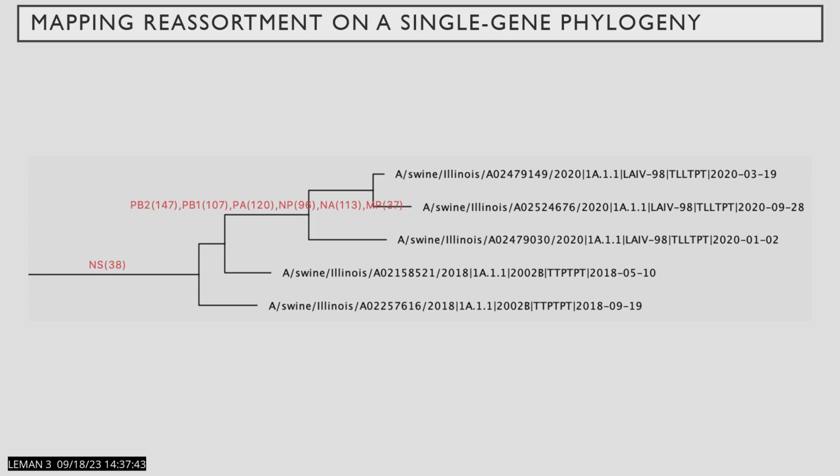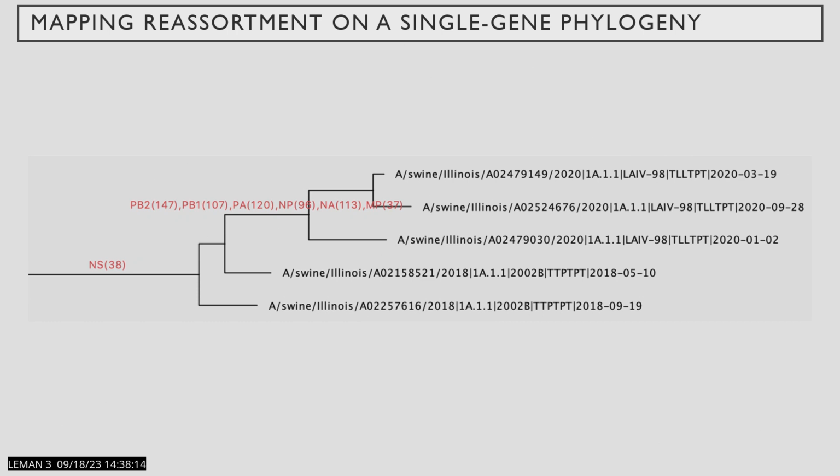Here you can see reassortment events mapped on top of this phylogeny. Basically you read this as the hemagglutinin evolves from left to right, and then at some point over here, a new NS gene gets swapped in, and we'll also tell you that this new NS gene was at least 38 nucleotides different from the ancestral NS.